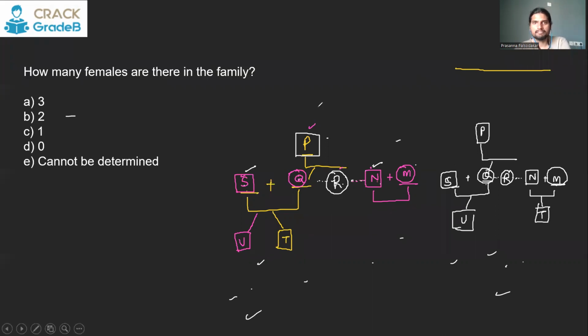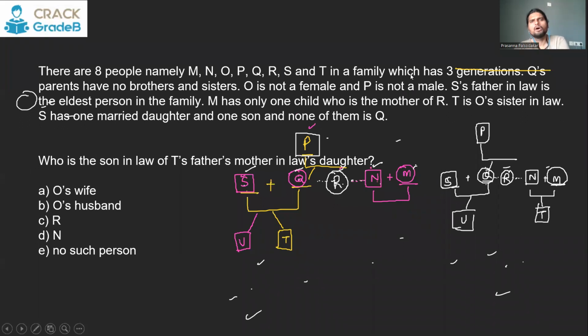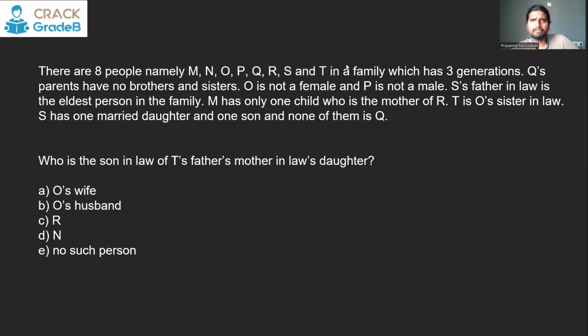How many females are there in the family? So there are 1, 2, 3 females here and 3 females here. In both cases, we are going to have 3 females. Okay. So in any case, if the answers are the same, then you don't have to care about the variable cases. You can just pick one of these and still answer the question. Okay, let's see this one.